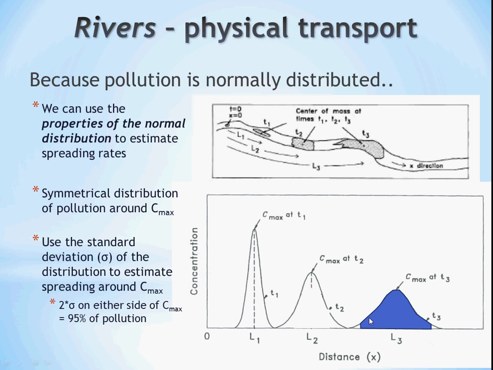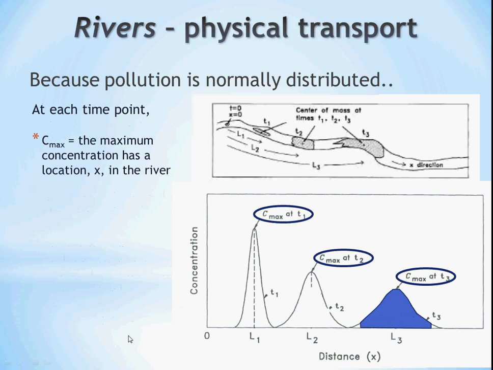So this is just showing it to you in that same cartoon that we've been looking at. If this is 95% of the pollution in the river at this third time point, that's two standard deviations on either side of Cmax. And that's going to be 95% of the pollution in the river at that time point. So at each time point, Cmax, which is the maximum concentration, has a location x in the river. So here's your T1 measurement, and here's the normal distribution characterization of that time point.